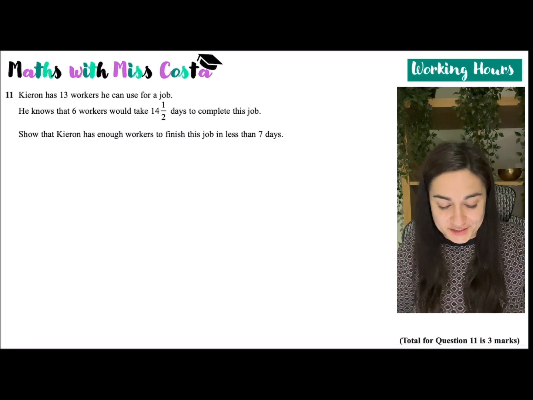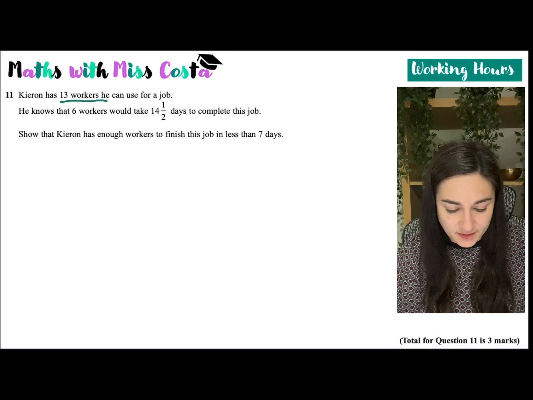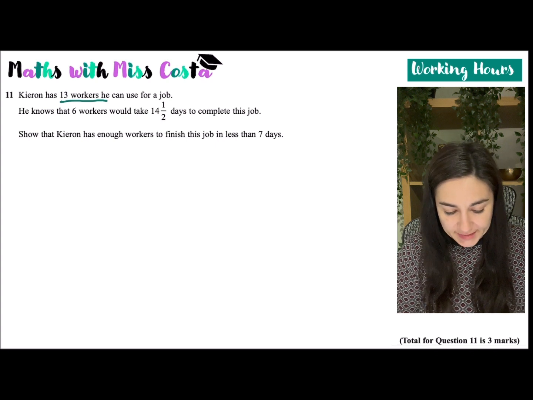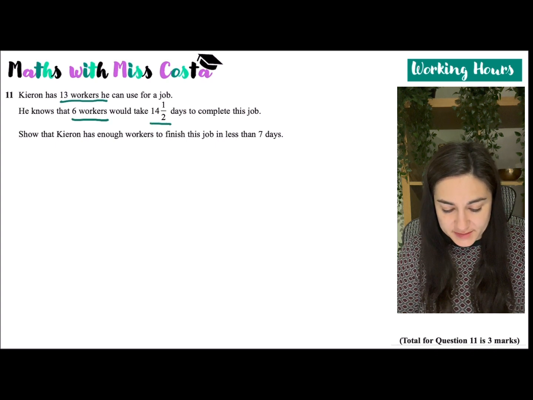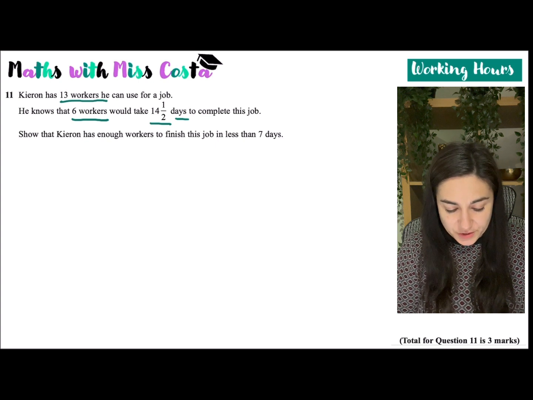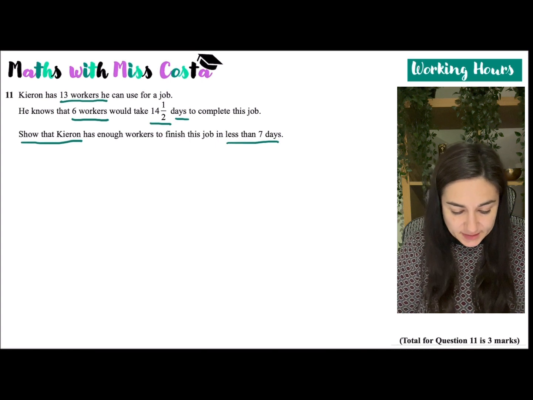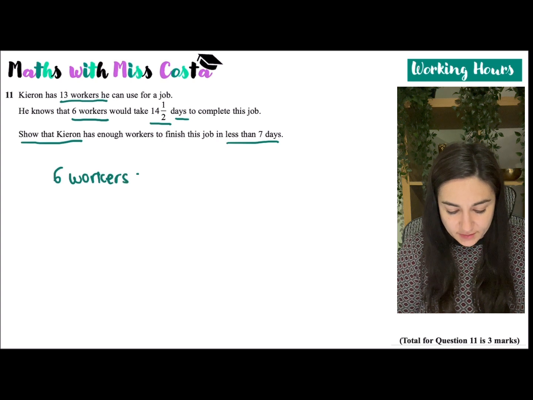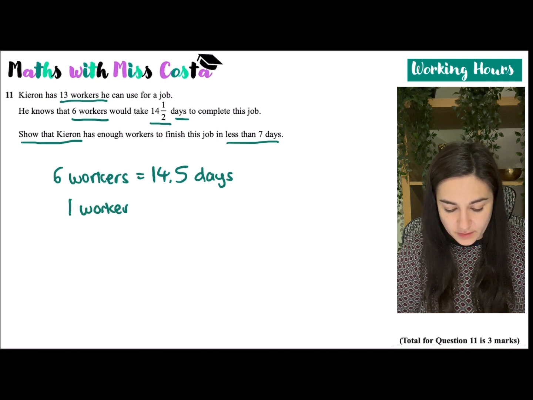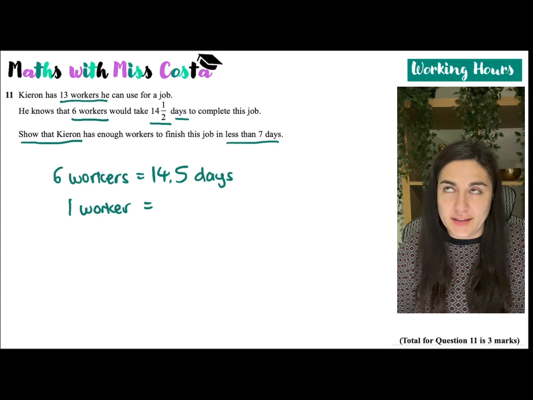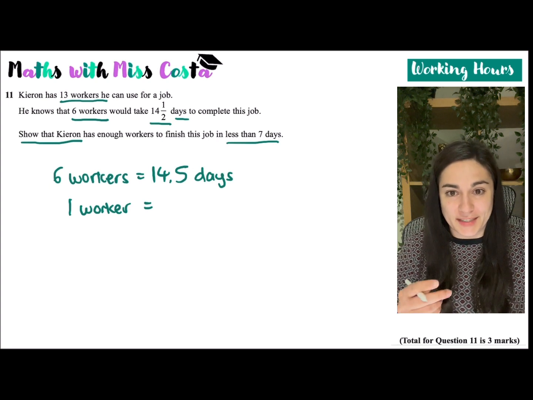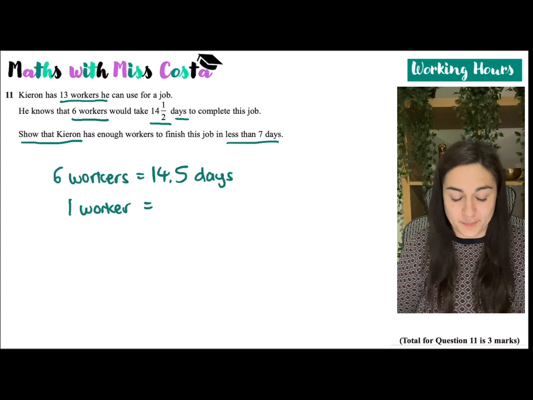Okay, so in this question, I'm told that Kieran has 13 workers he can use for a job. He knows that 6 workers would take 14.5 days to complete this job. Show that Kieran has enough workers to finish his job in less than 7 days. So I know that 6 workers take 14.5 days. Now this is inverse proportion because obviously the more workers you have, the quicker the job will get completed.